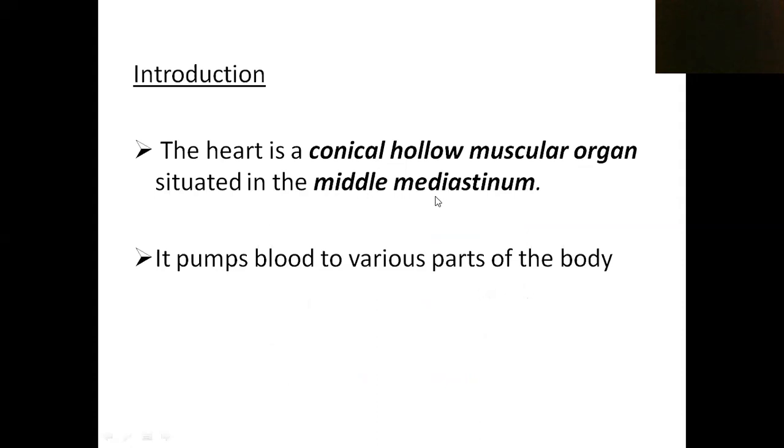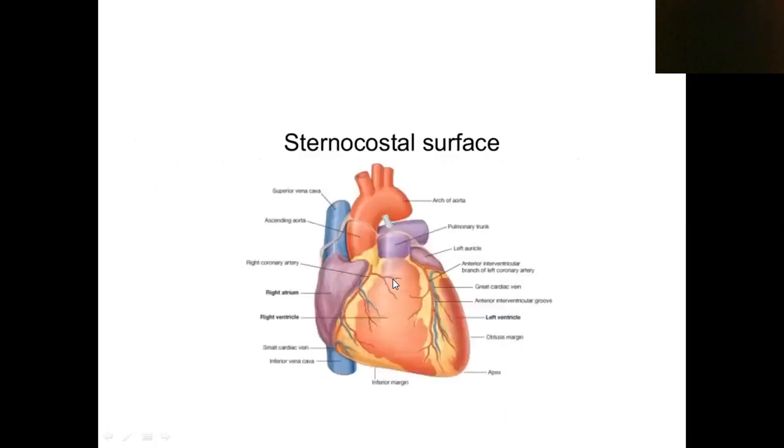So we should know what is meant by mediastinum. What is meant by middle mediastinum? Mediastinum means it is the space seen between the right and left lungs. That mediastinum is divided into superior and inferior, meaning upper part and lower part. That lower part is again divided into anterior, middle, and posterior. So anyway, this one is in between the two lungs. That's why it is located in the middle mediastinum. Clear? So it's a conical shaped hollow muscular organ located in the middle mediastinum. Those points are clear now.